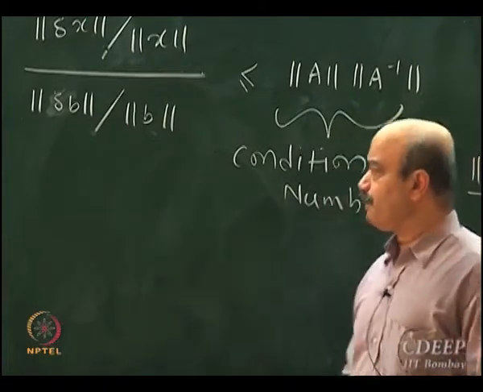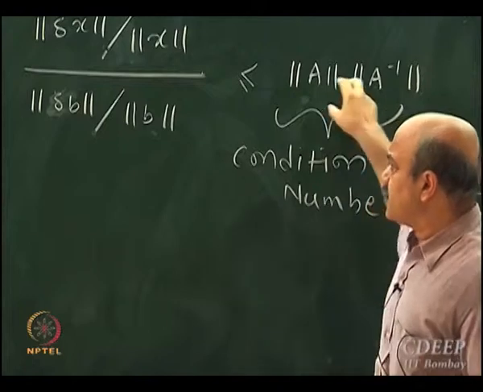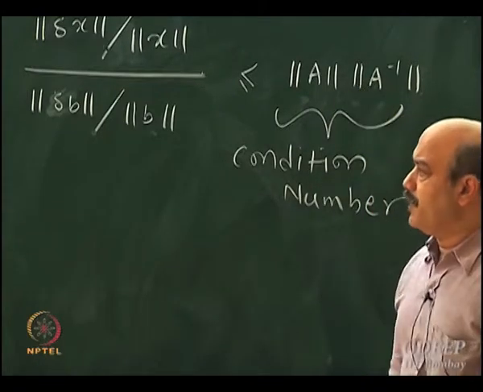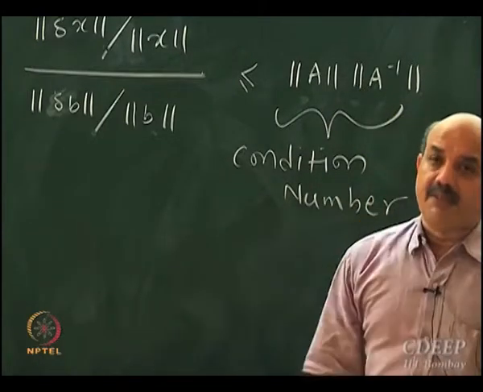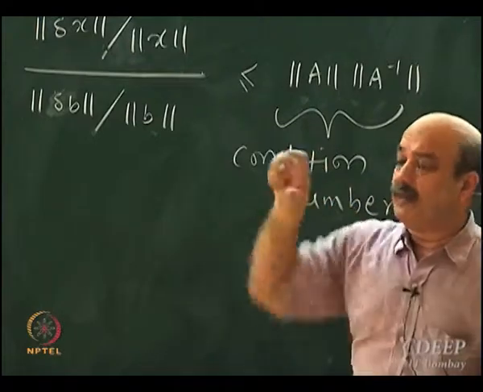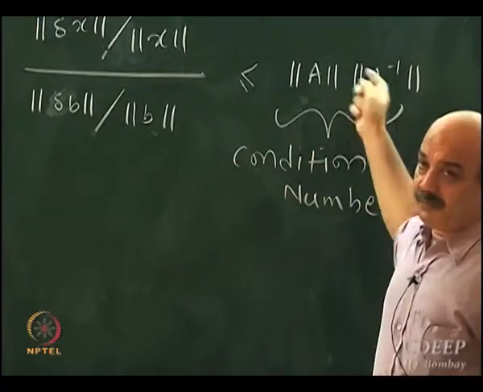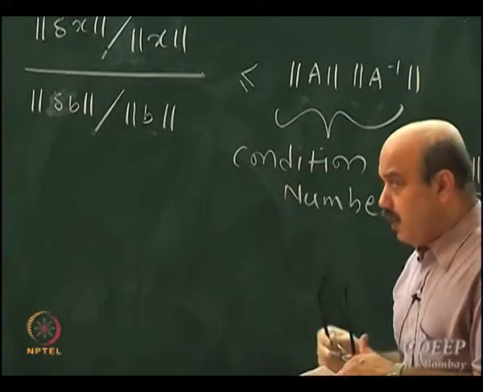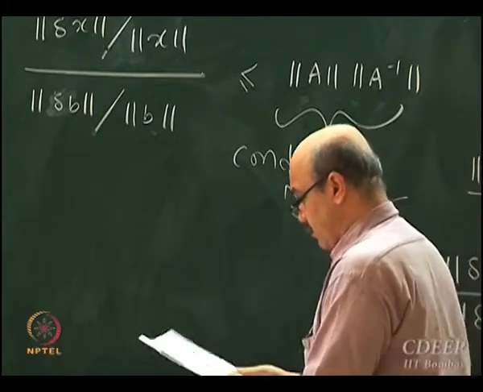So this fundamental quantity which appears here, I'll show you that in some other context also. When you perturb the A matrix, again the same number will appear. Okay, so there seems to be something fundamental about this.